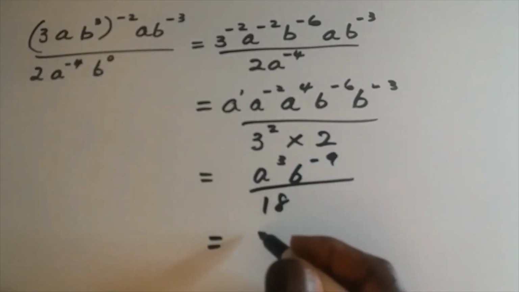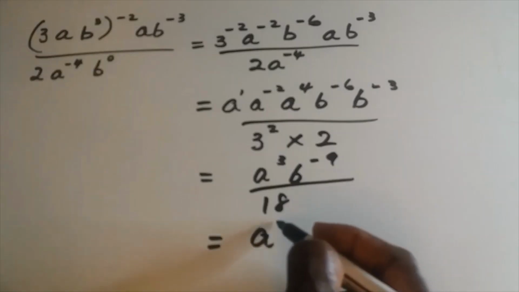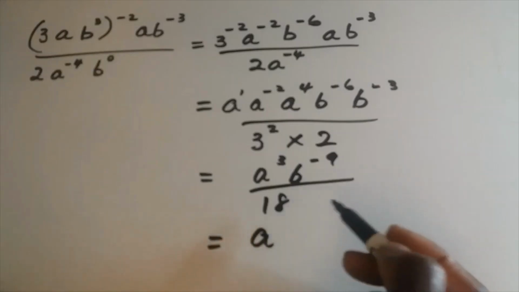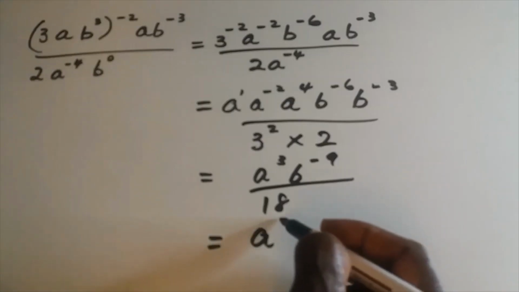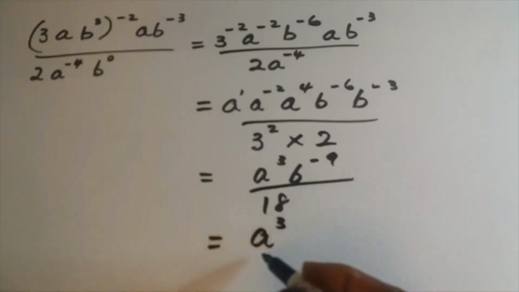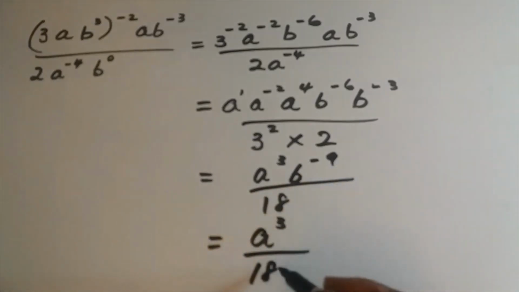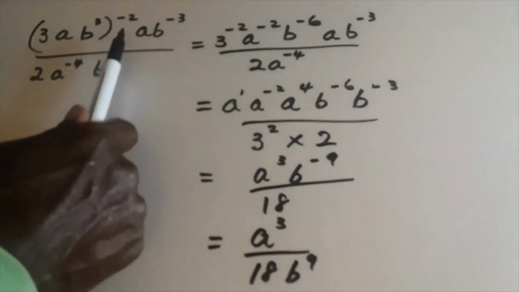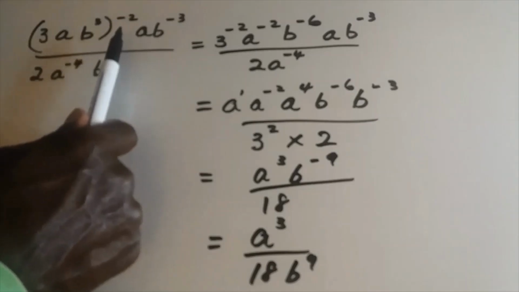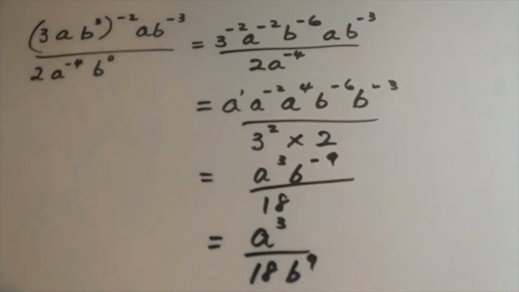And to make sure that we simplify this, we want positive exponents, powers, or indices, whichever word you prefer. We have a cubed. We bring b to the minus 9 to the denominator, it becomes b to the 9th power. And that's it. We've reduced what we were given here with negative exponents to something simple with positive exponents, powers, or indices.